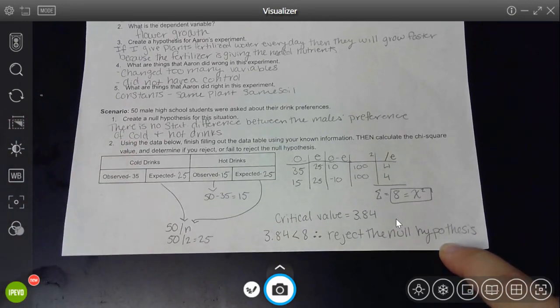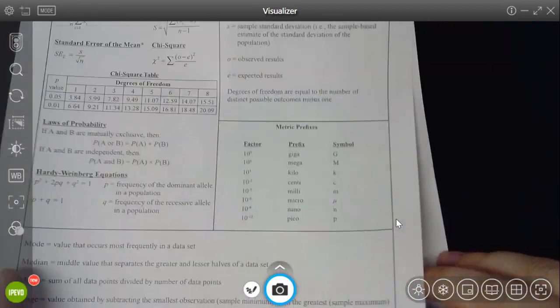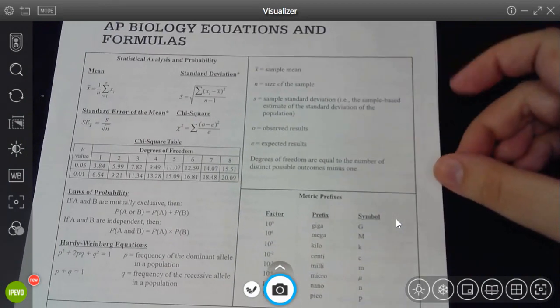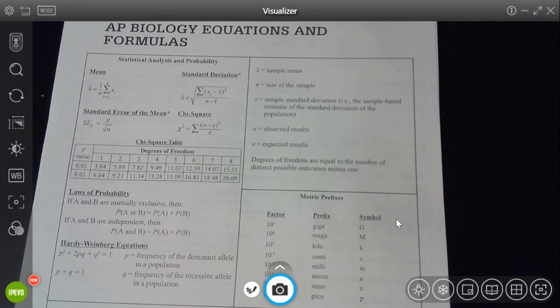So it's just a quick rundown of critical values, or the difference between critical values, chi-squared values, and p-values. If you have any questions still, feel free to let me know.